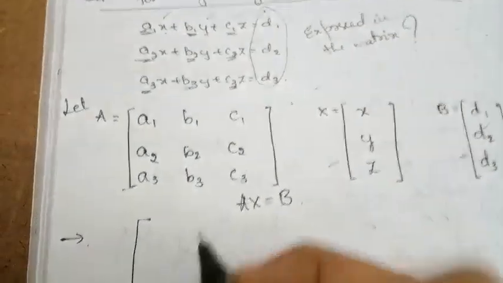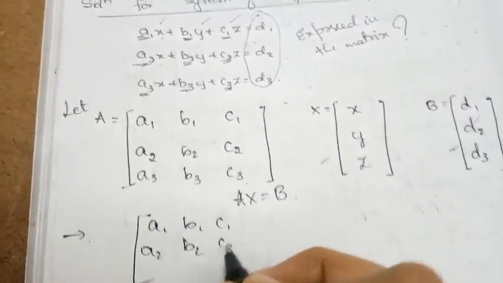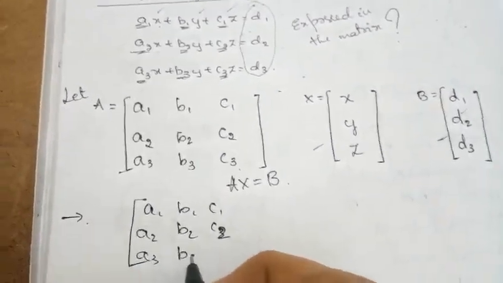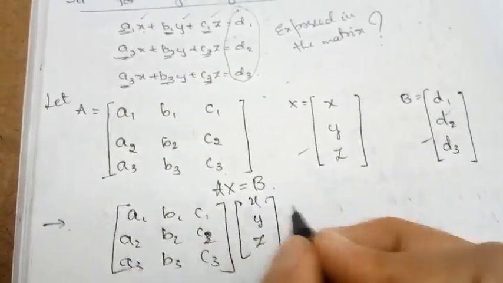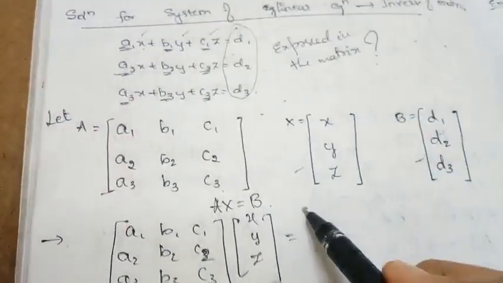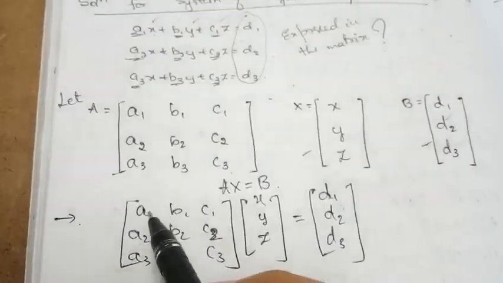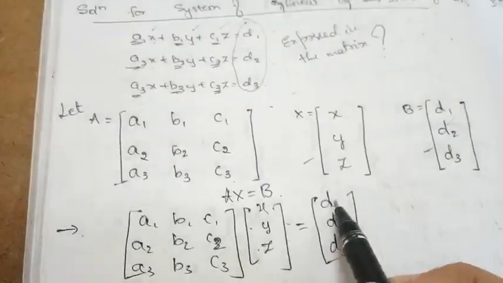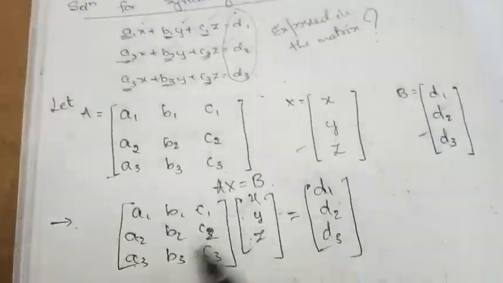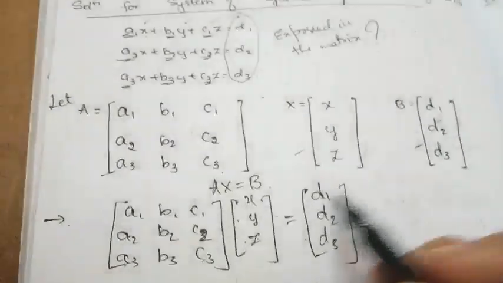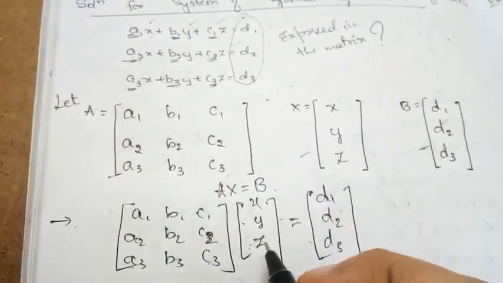Suppose you write matrix A, that is a1, b1, c1, a2, b2, c2, a3, b3, c3, multiplied by x, y, z. If you multiply this, you are going to get the system of equations itself. You can check it: a1x plus b1y plus c1z is equal to d1, a2x plus b2y plus c2z is equal to d2, a3x plus b3y plus c3z is equal to d3. You can check this by multiplying, and you get a matrix of order 3 cross 1.